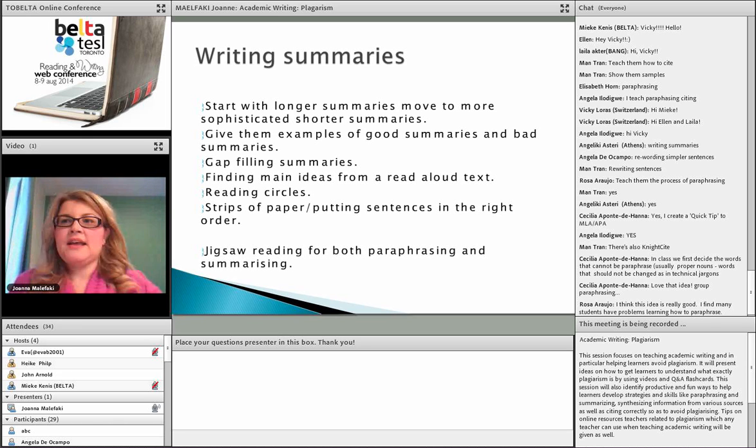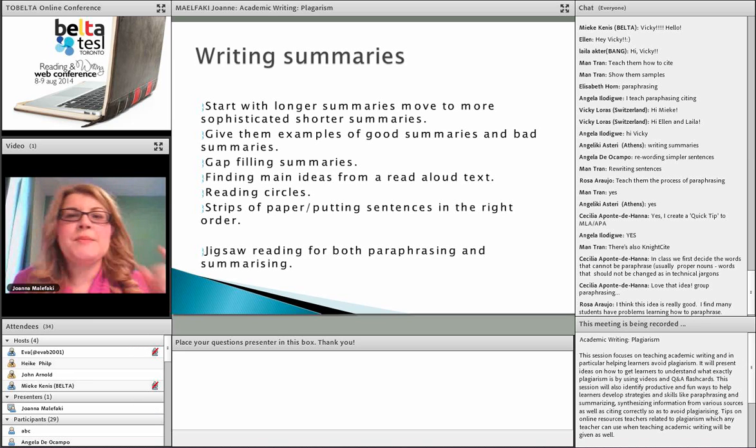Another thing I think is a good idea is getting your learners to summarize from a read aloud text. So you read something in class, and then you tell them, okay, I want you to write down notes and work from these notes and try to make a summary. This can work with paraphrasing as well. So you can read a text aloud, tell them to make notes, and then they write a summary or a paraphrase. This is good because maybe, you know, it's not just about reading, they can listen as well. Some learners might prefer to listen to something instead of just reading.